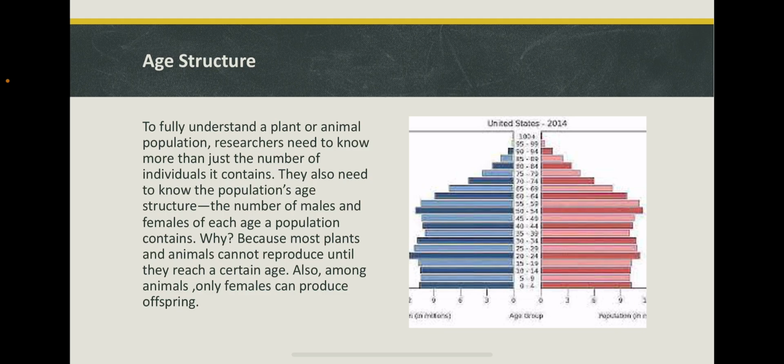Okay, let me give you a very simplified example. If you bring a 2 or 3 year old male child and a 3 or 4 year old female child, they will never reproduce. It's impossible because they haven't reached the age at which they can reproduce. They are too small, too young to reproduce. And as you can see in this diagram, it is the age structure in the United States of America.